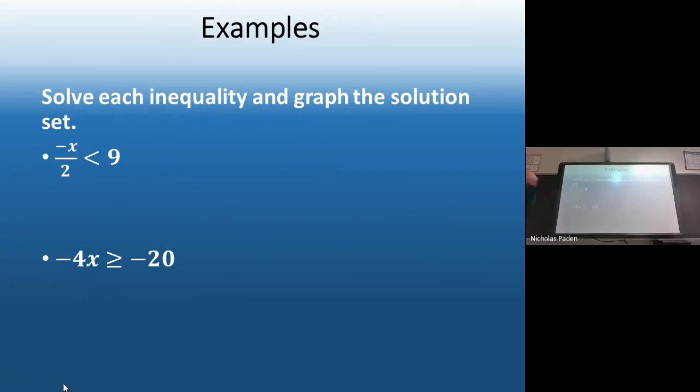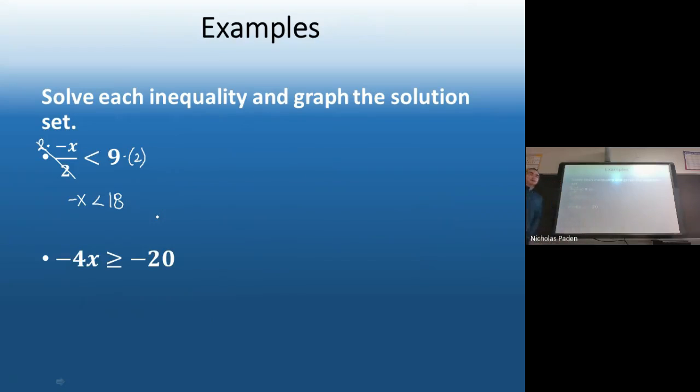Okay, so this first one might have been just a little tricky. So first thing, I've got -x over 2 is less than 9. I want to get rid of this 2 first of all. To get rid of the 2, I'm going to multiply both sides by 2. So the 2's cancel out. Now what am I left with on that left-hand side? I haven't crossed off just x, I haven't crossed off -x is less than, because I haven't multiplied by a negative number, so it's still less than 9 times 2 is 18.